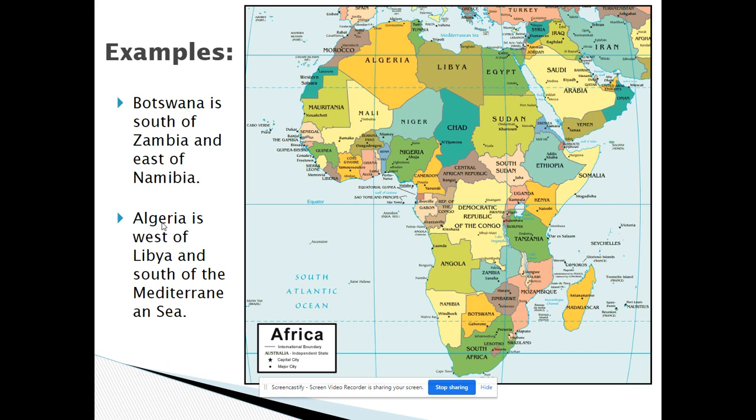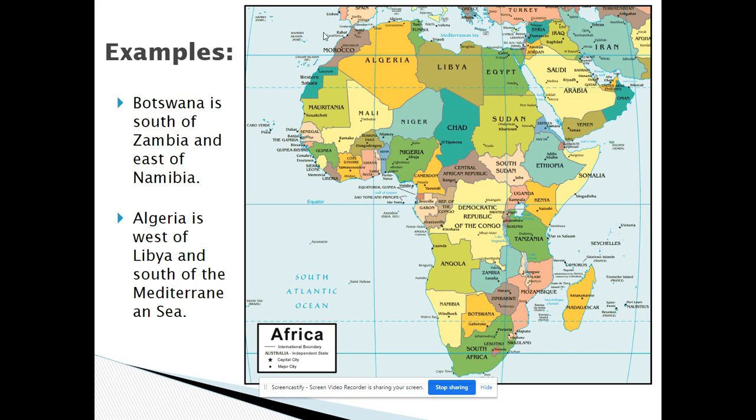Let's do Algeria next. So I'm going to be finding Algeria, so I'm going to start my sentence with Algeria is. So Algeria is west of Libya and south of the Mediterranean Sea. So here I've actually used a body of water, and that works fairly well. To me, it will work good enough. It is a little confusing since the Mediterranean Sea does kind of dip down here, but definitely it's way above it too. So just be careful with bodies of water. This is an okay example.